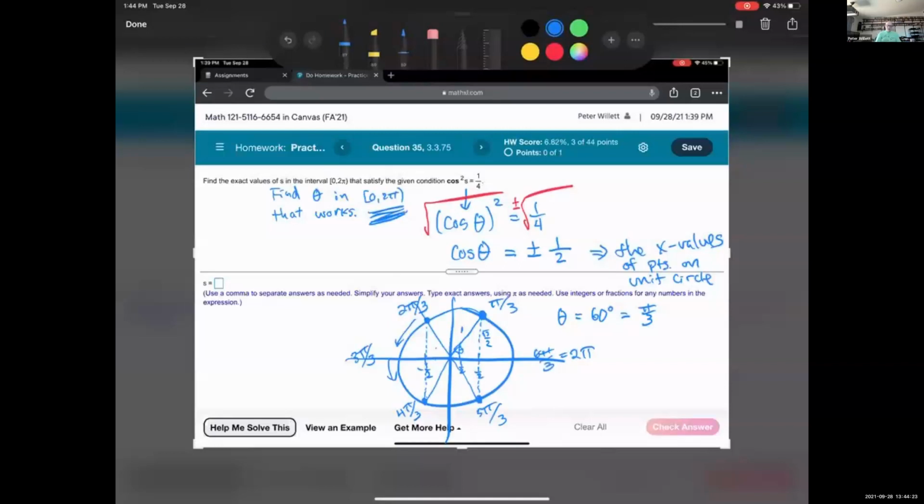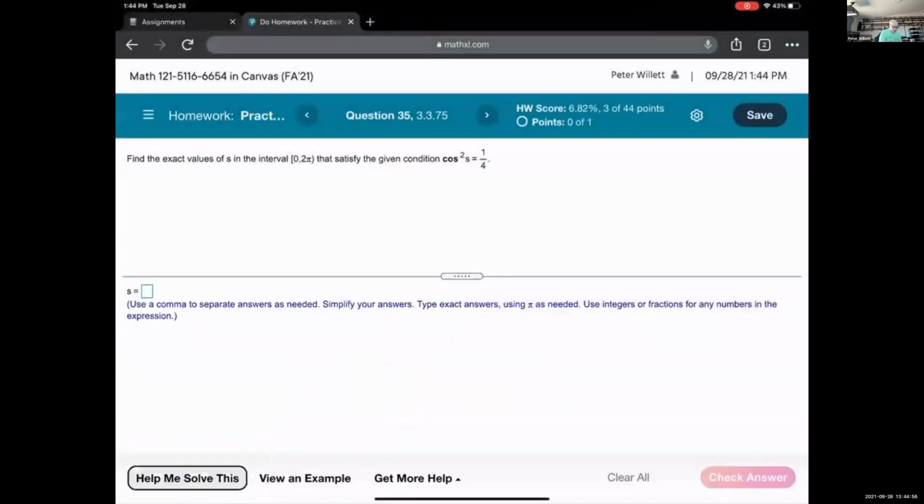So it looks like I can get either an x value of positive 1/2 or an x value of negative 1/2 in one of those 4 locations: pi over 3, 2 pi over 3, 4 pi over 3, or 5 pi over 3. And those are the radian theta measurements that will satisfy this equation, because when I plug those in, I get an x value of plus or minus 1/2. And then when I square it, I get positive 1/4. So I would put those in.